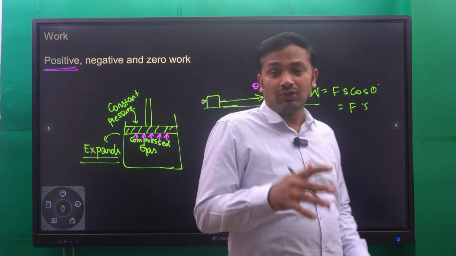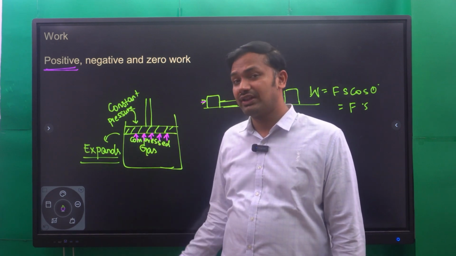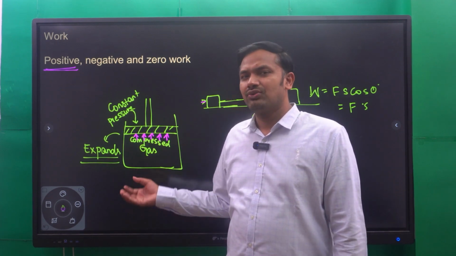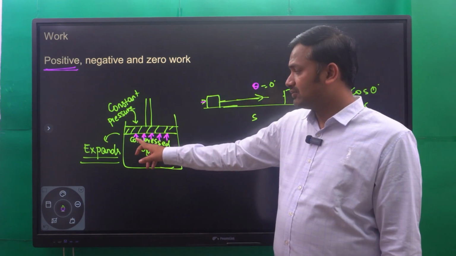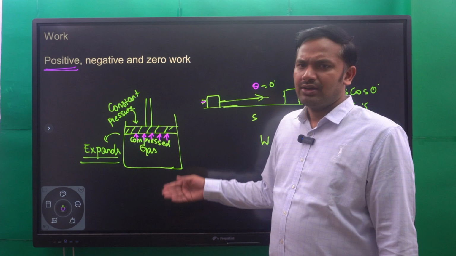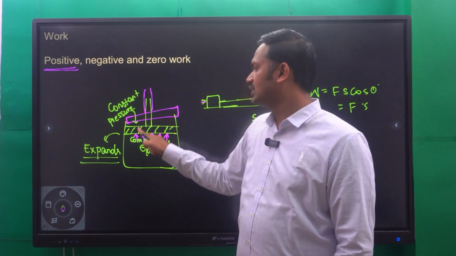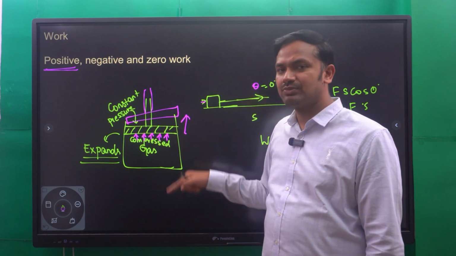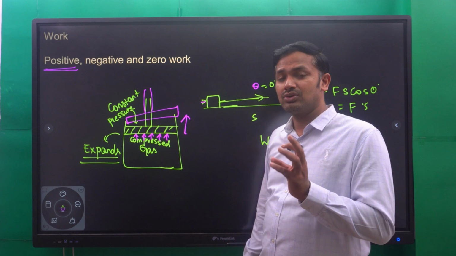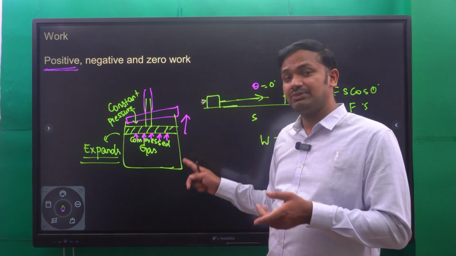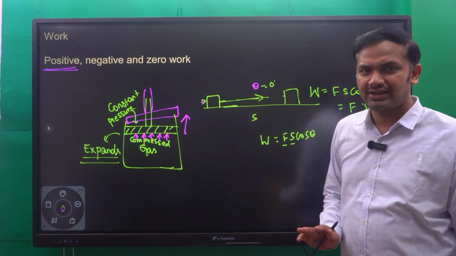So the volume is increasing, right? Whenever the volume is increasing, it expands. That is the meaning of expanding. So when it is expanding, what is the work done by the gas? See, the force applied by the gas is in this direction. Because of this, the piston will move up to here. This is the direction of the displacement. So force on the piston and displacement of the piston, both are in the same direction. Here also work done is positive. Understood?